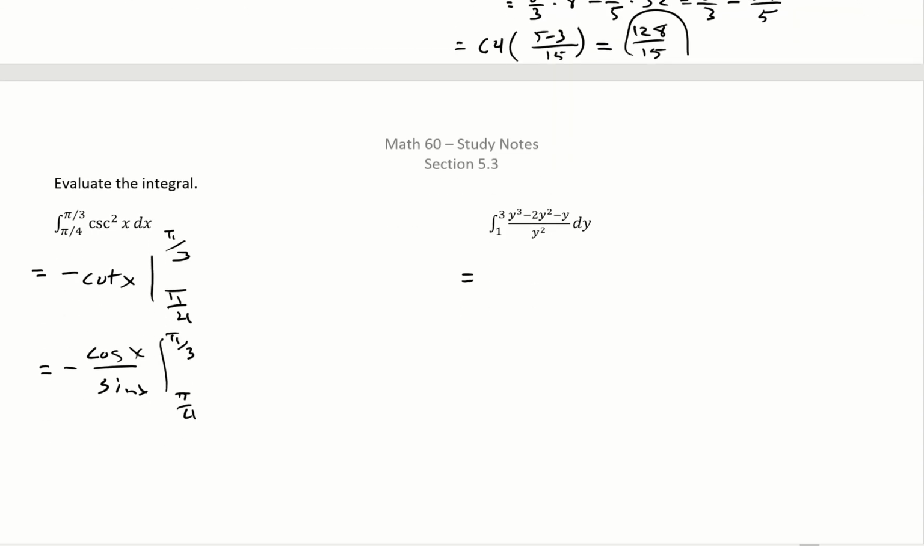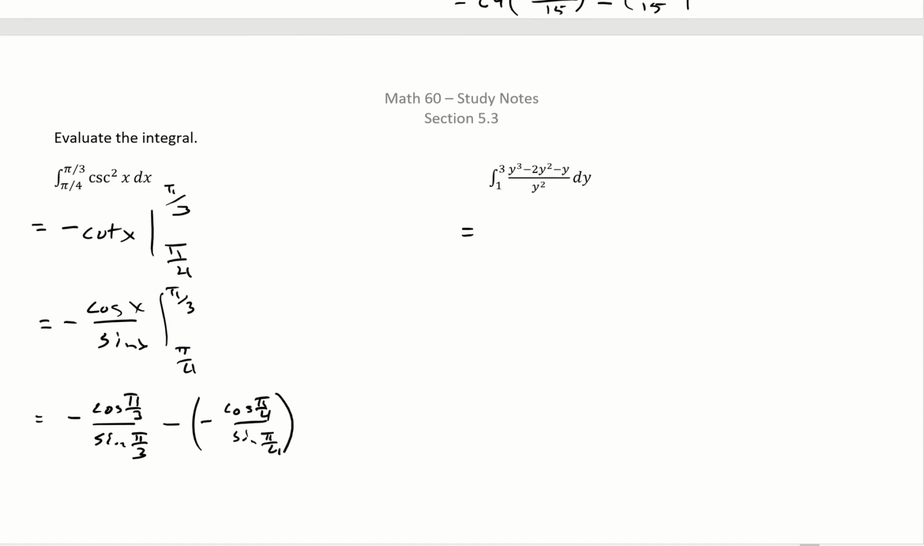But anyway, this one's interesting because it's got a negative. So it's going to be minus, and it's going to be cosine of pi over 3, to help out people, over sine of pi over 3. Maybe you know your trick, maybe not. Watch this. Minus, and it's still minus. You need to know that lesson. Cosine of pi over 4 over sine pi over 4. And we're figuring this thing out.